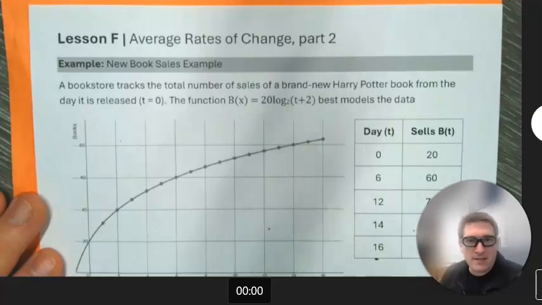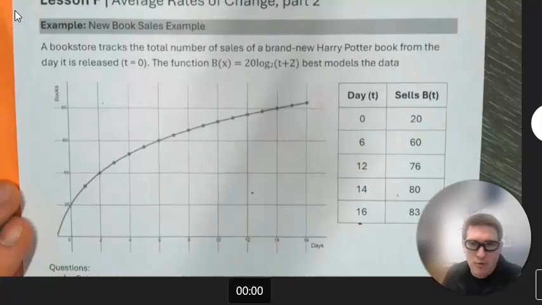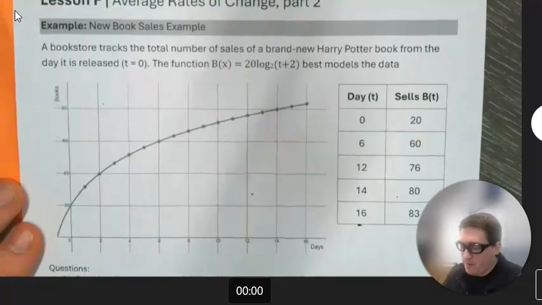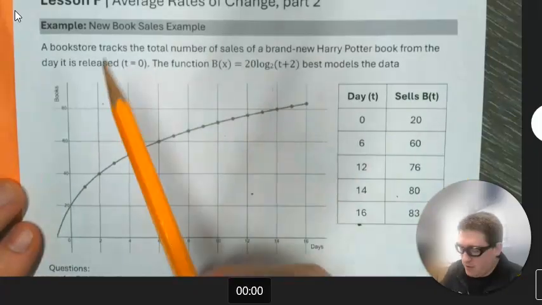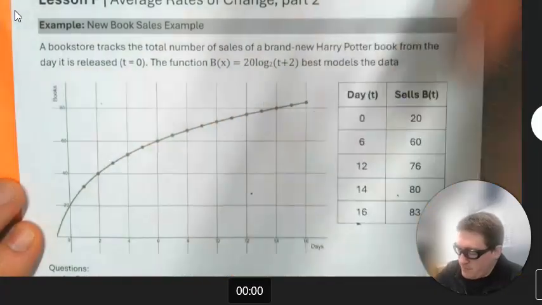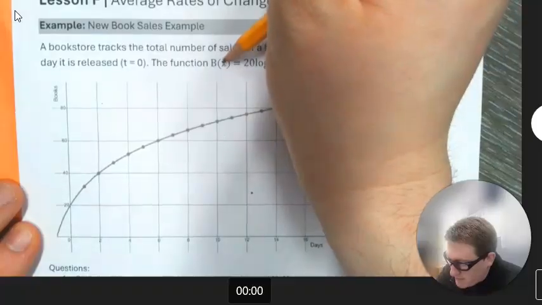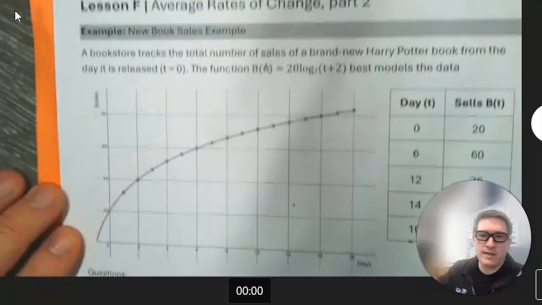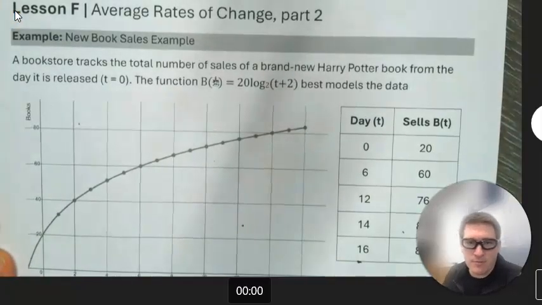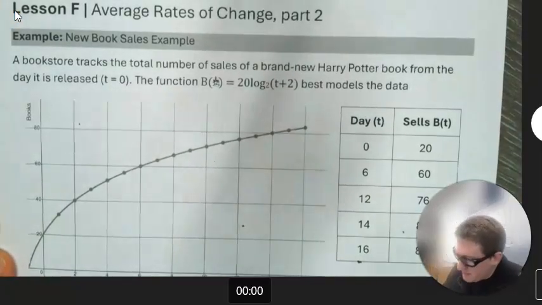We're going to continue practicing with average rates of change. We have a bookstore example where there's a new Harry Potter book that came out, and the date it's released is time equals 0. So the function B of t, that's a typo, so please fix that while we're here, B of t equals 20 times log base 2 of (t plus 2). And that's what best models the data.